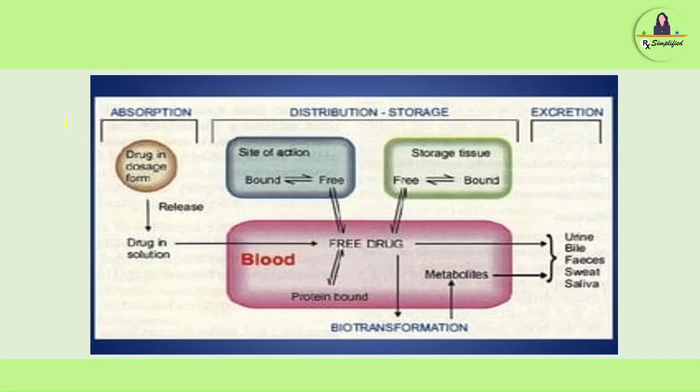For example, if you are taking a drug in tablet form, the drug comes into the GIT, disintegration and dissolution occur. After that, the drug will be absorbed. This is the first parameter of pharmacokinetics.